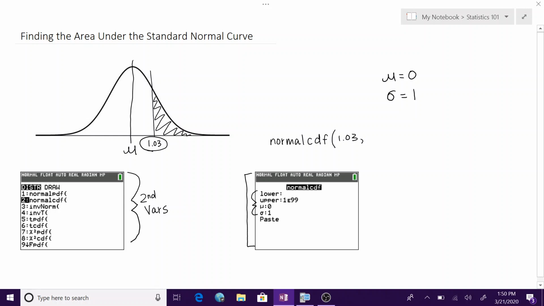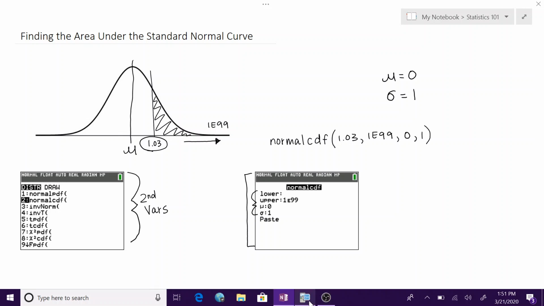So our lower bound number is going to be that. Now your upper bound number is going to be the largest number that you can have on your graph. Whether you believe it or not, this graph does go on forever. And remember, things that go on forever go to infinity. So infinity is going to be 1e99. Now we're going to positive infinity because we're going to the right side of our graph. Therefore, it's going to go on forever to just infinity. So we will choose 1e99 as our upper bound number. Now remember that our mean is 0 and our standard deviation is 1. So we choose 0 and 1.